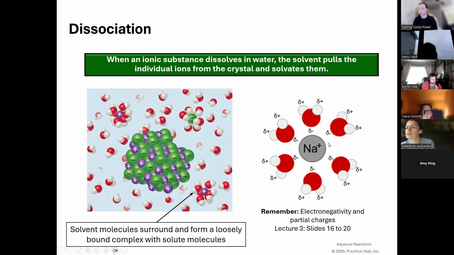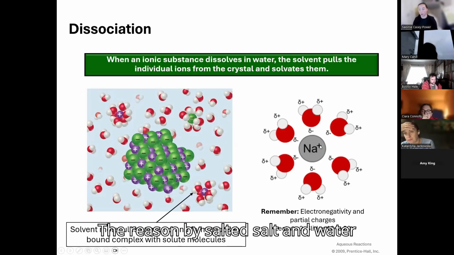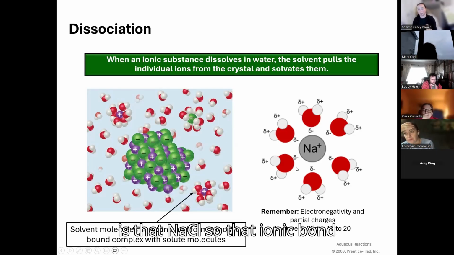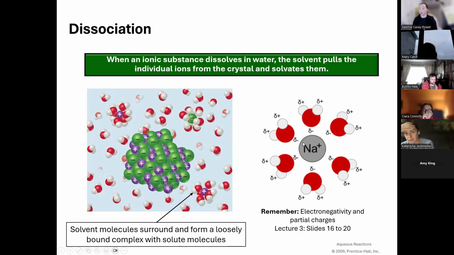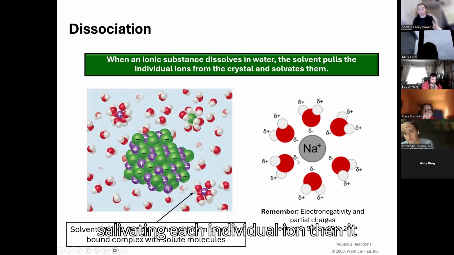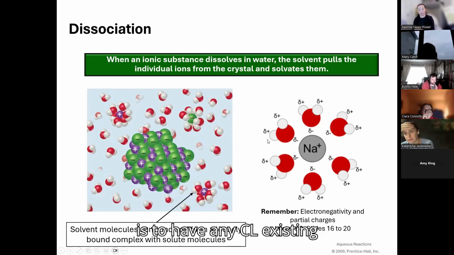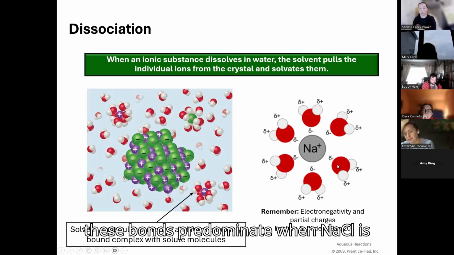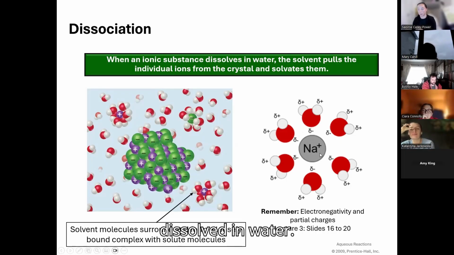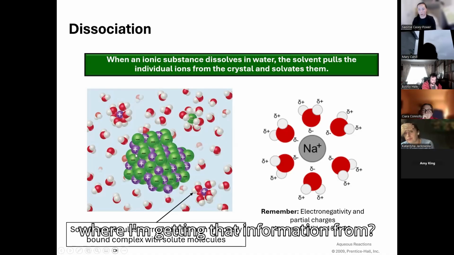The reason why salt dissolves in water is that these interactions are much stronger than the ionic bond that exists between Na and Cl. In other words, these bonds that form here are much more capable of pulling NaCl apart and solvating each individual ion than it is to have NaCl exist in water as NaCl. So basically these bonds predominate when NaCl is dissolved in water. Okay? Is everyone okay with that? Everyone can see where I'm getting that information from.